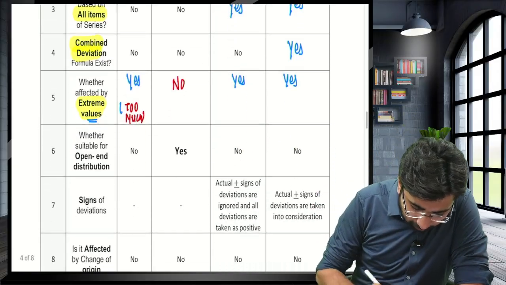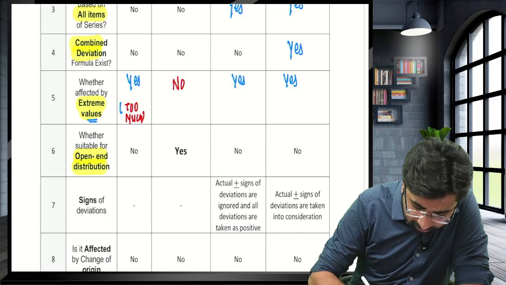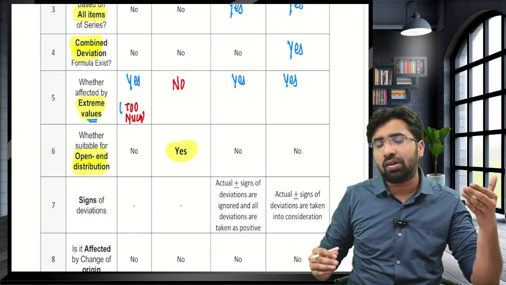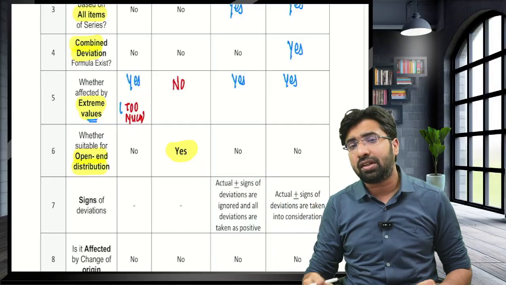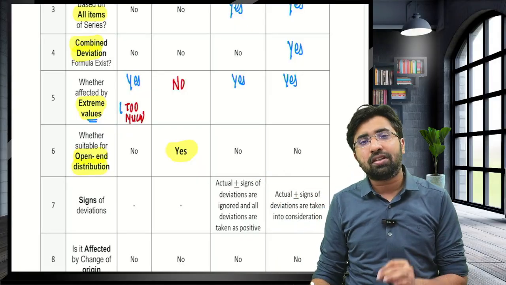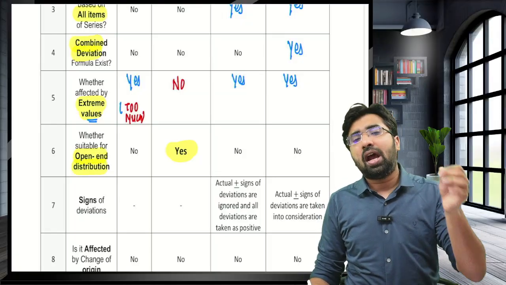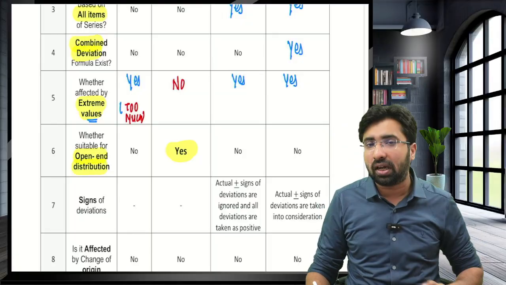Now see, guys, for open end distribution, everyone knows, just highlight yes. Quartiles ignore the first 25% and the last 25% of the observations. They just consider Q3 minus Q1. So I will say for open end distribution, the best measure of central tendency is the median, and the best measure of dispersion is the quartile deviation.